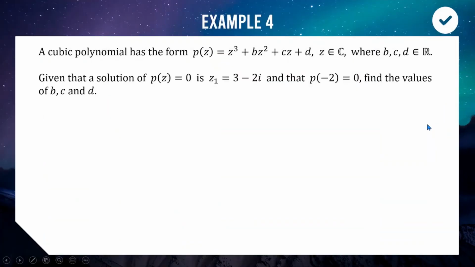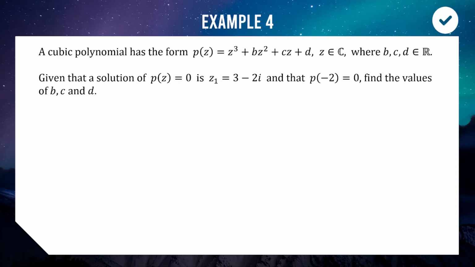All right, example 4, we have a cubic polynomial with a lot of unknown numbers, but the numbers we don't know are real numbers, which is good because, again, it means we can apply the conjugate root theorem, which is very, very useful for a lot of these questions. Okay, given that a solution of the polynomial equal to 0 is 3 minus 2i, and we also know that the polynomial evaluated at minus 2 is equal to 0. Find the values of b, c, and d.